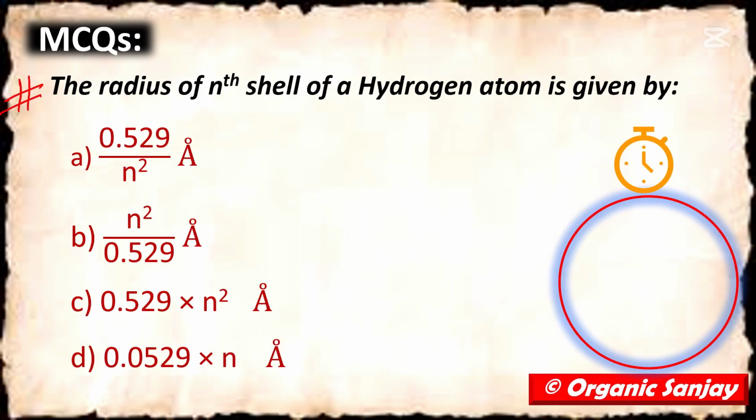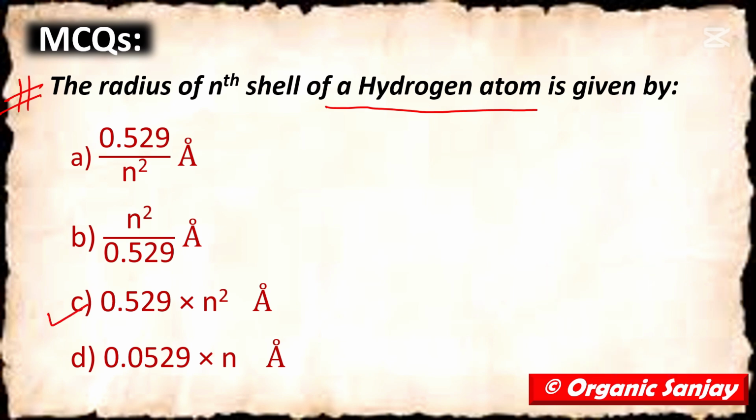Now next question. The radius of nth shell of a hydrogen atom is given by. The right answer is option number C, 0.529 into n square angstrom.